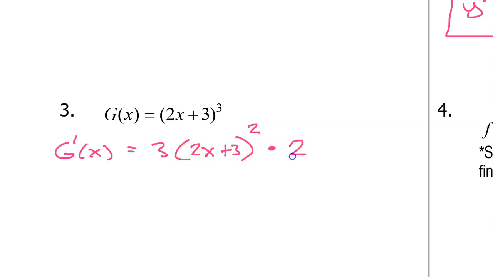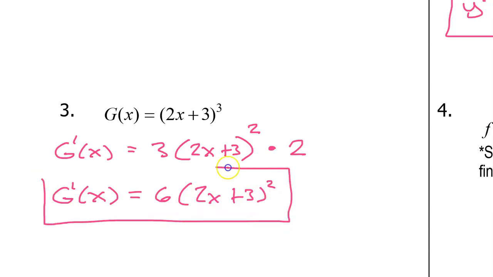This could be the answer, but I'm going to go ahead and multiply the 2 times the 3 and write 6 times 2x plus 3 squared. This will be my final answer for number 3.